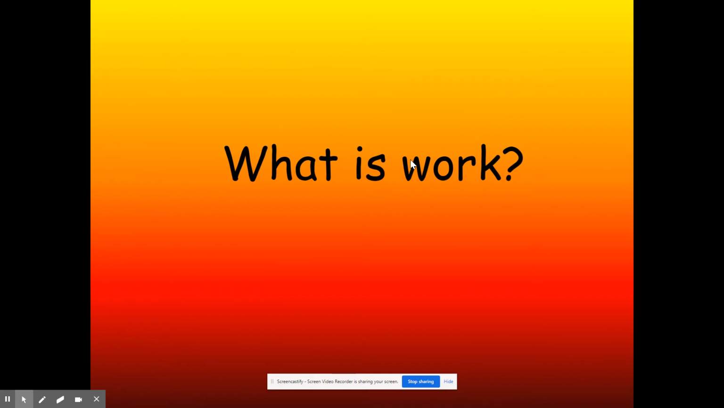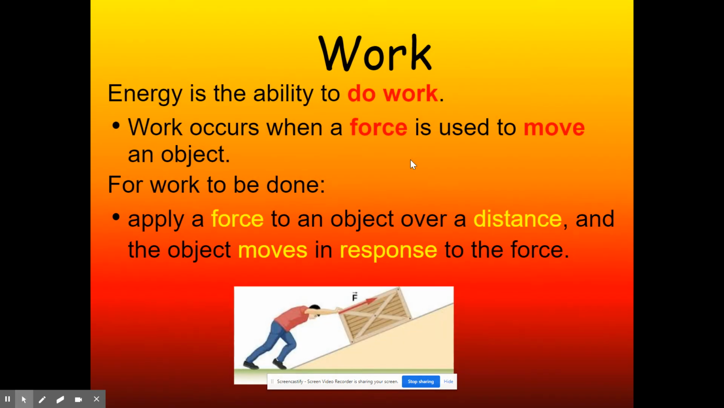So we're going to go into a totally different topic now, but I wanted to talk to you guys about what work is. Energy is the ability to do work. And we know that another definition of energy is the ability to make change. And that's what work is. Work is a type of energy, and it happens when you apply a force to an object and that object moves in response. So in order for work to be done, that object has to move over a distance in response to the force that you apply.